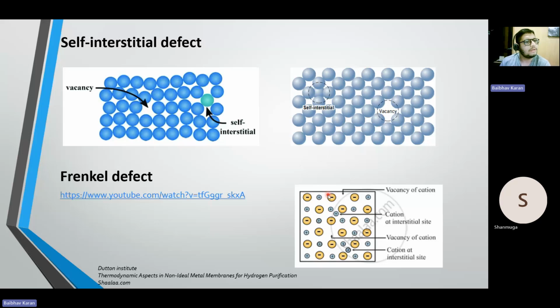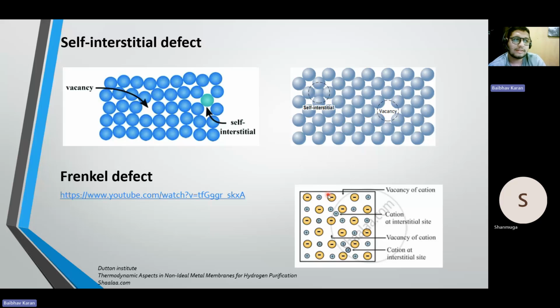There is another defect called self-interstitial defect. As you can see, the name suggests that there is an interstitial atom. Interstitial means there is an atom which is present at the non-lattice sites. That is known as an interstitial atom.